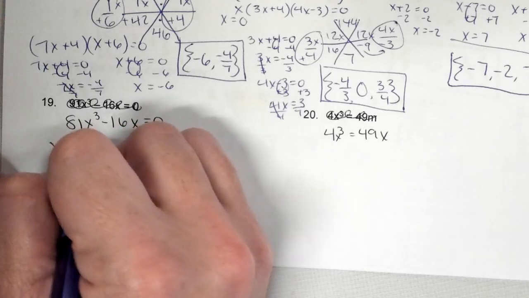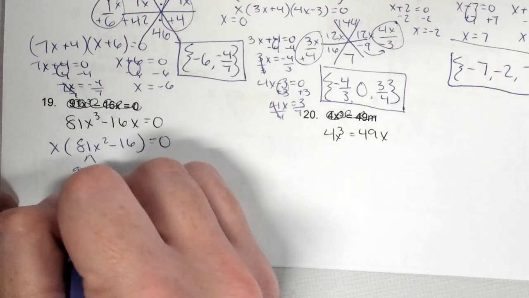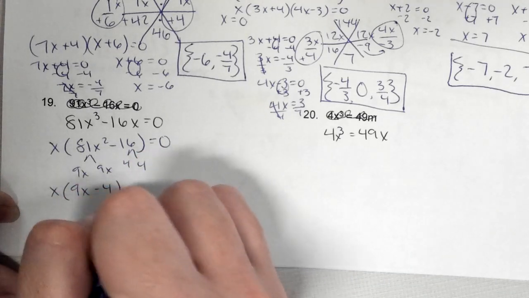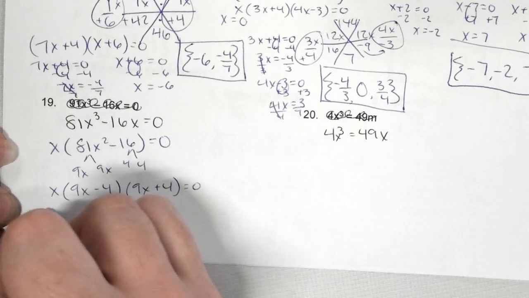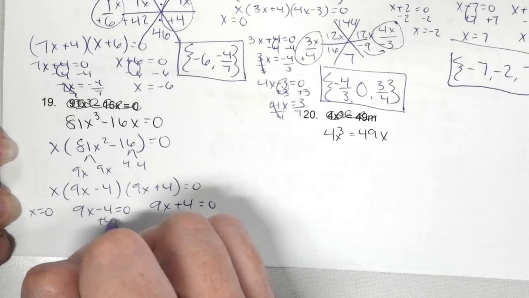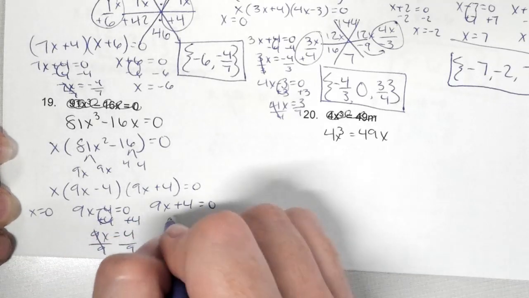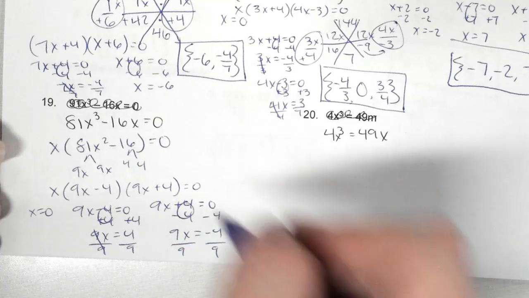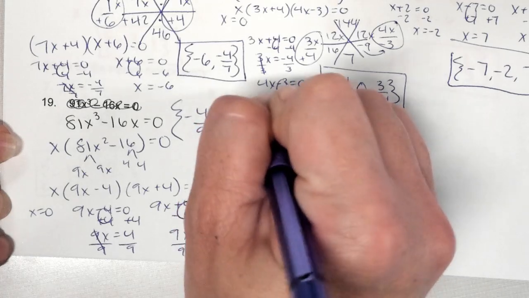So when I take that out, I get 81x squared minus 16. And this is a perfect square minus a perfect square, because 9x, 9x, and then 4 and 4. So I get x, 9x minus 4, 9x plus 4. And I set all of them equal to 0. So x equals 0. So add 4, add 4. Subtract 4. So I get negative 4 over 9, 0, positive 4 over 9.